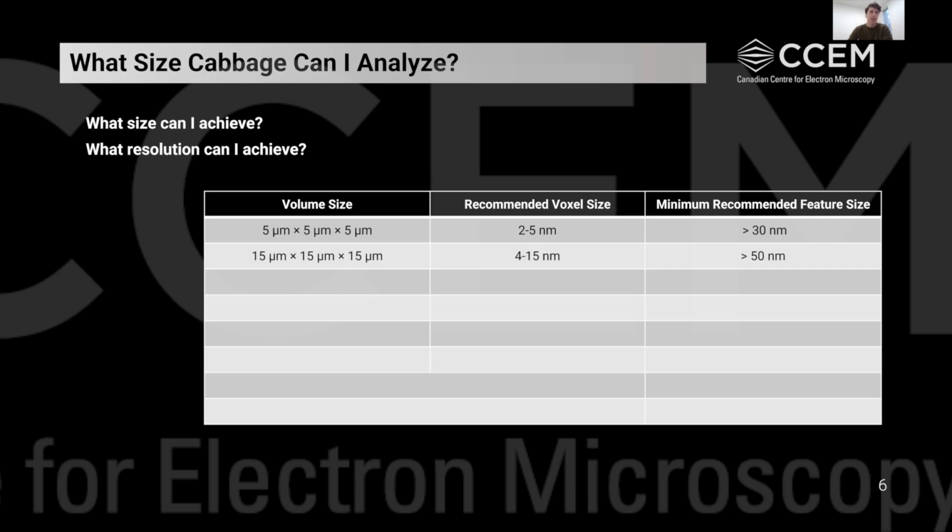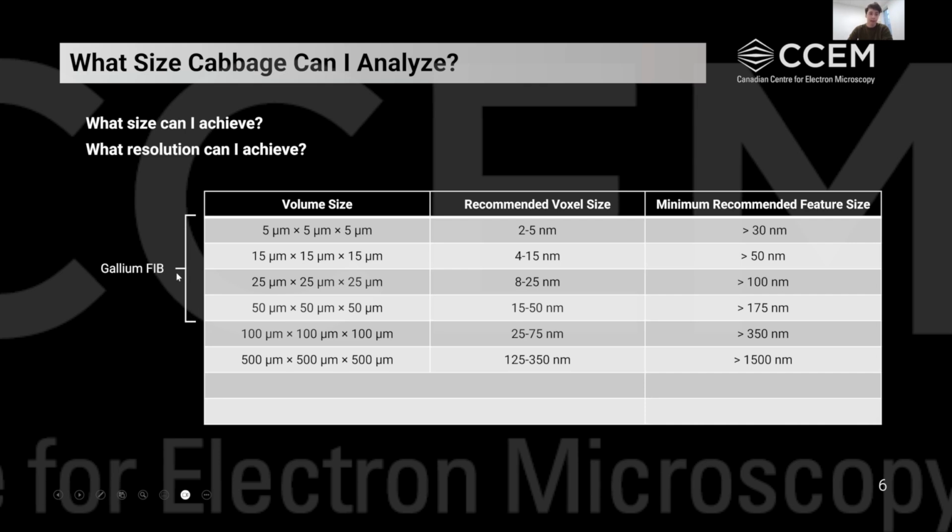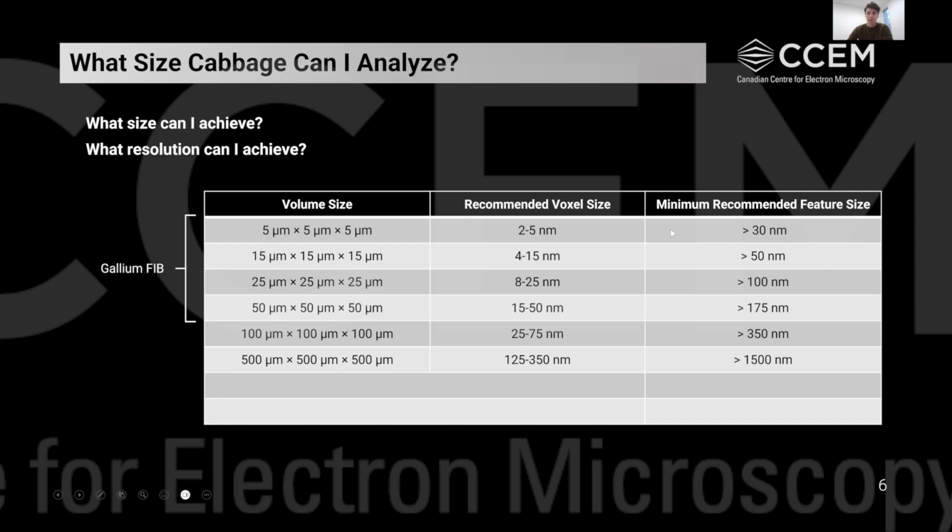And so I've put together a table here of various volume sizes and voxel sizes that we can use in the microscope. If we're looking at smaller volumes, typically on the order of about 5 micron by 5 micron by 5 micron, all the way up to maybe 50 micron by 50 micron by 50 micron, that tends to be suitable for FIB using gallium-based systems. With these smallest volumes, we can go down to a voxel size of about 3 to 4 nanometers, and we can use that to image features that are larger than 30 nanometers in size. Your mileage may vary a bit depending on the exact sample that we're working with.